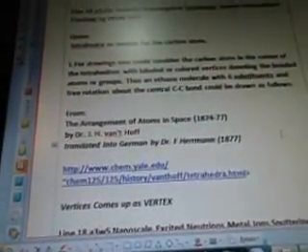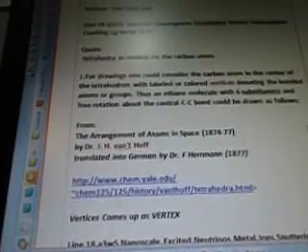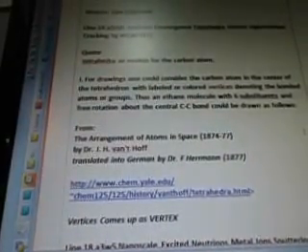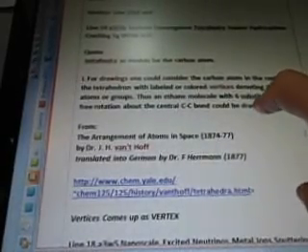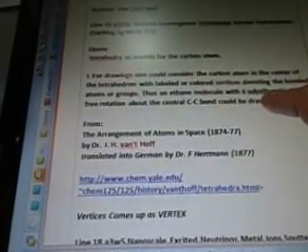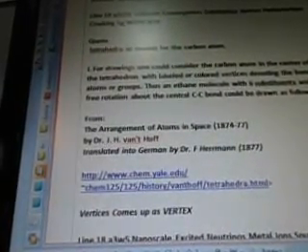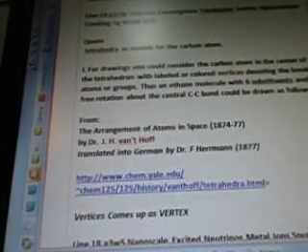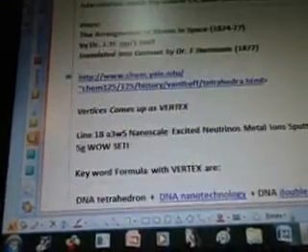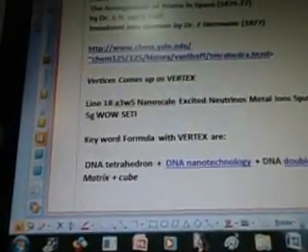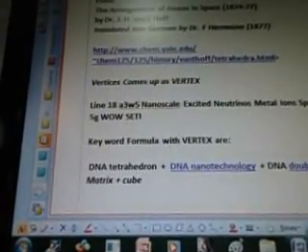Okay. That's an ethane molecule with 6 substituents. So the other one has 8, and this one has 6 molecules that are going to be in it to create it. A free rotation, so it helps with rotation, about the central C-C bond could be drawn as follows. From The Arrangement of Atoms in Space, 1874 to 77, by J.H. van 't Hoff. Now that's a really old one, eh?